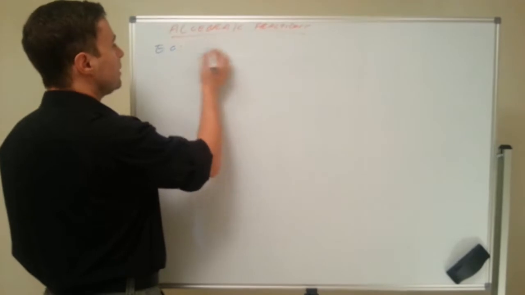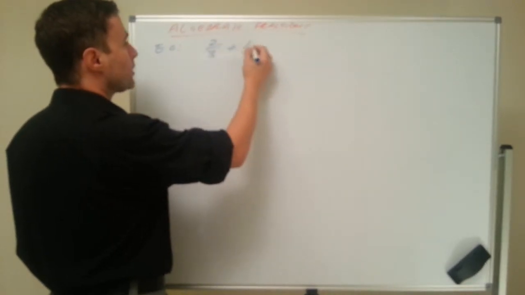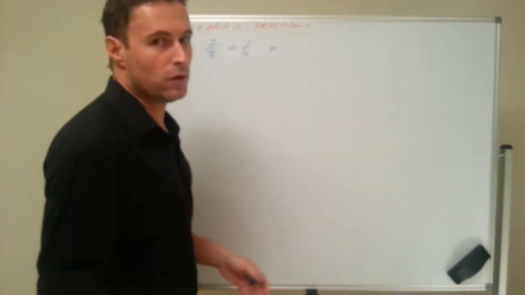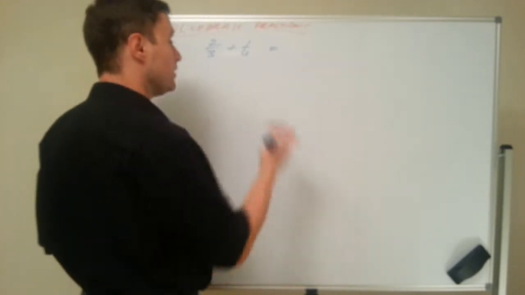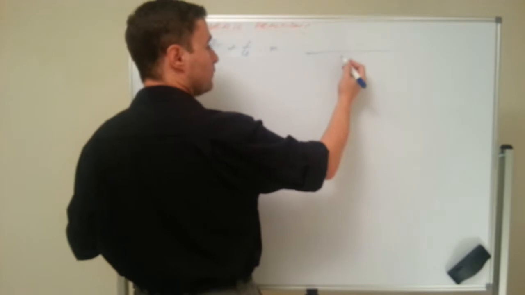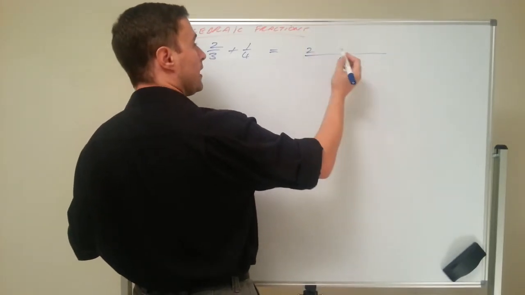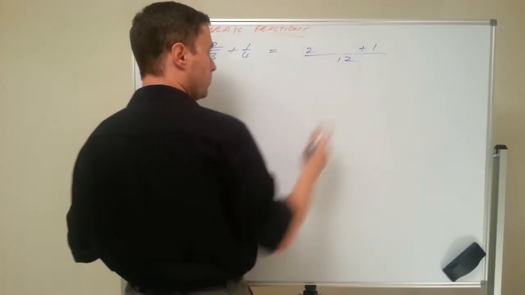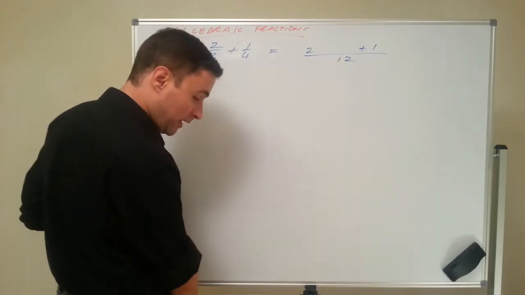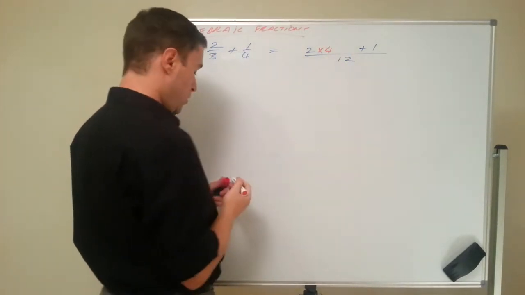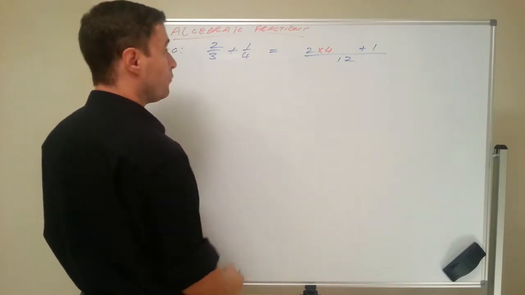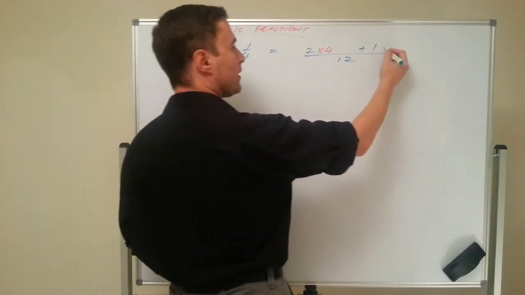So e.g., 2/3 plus 1/4. Now, you should all know how to do this from year 7, so I'm not going to beat around the bush, I'm just going to jump right into it. The lowest common denominator of 3 and 4 is 12, and I've got 2/3 and I've got 1/4. And now I have to ask myself, okay, what do I do to 3 to make it 12? I times it by 4. What do I do to 4 to make it 12? I times it by 3.